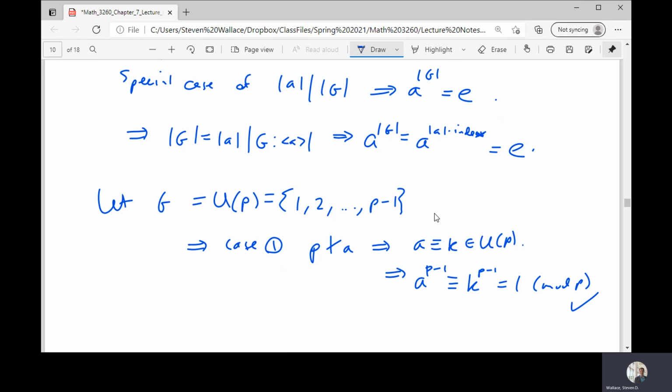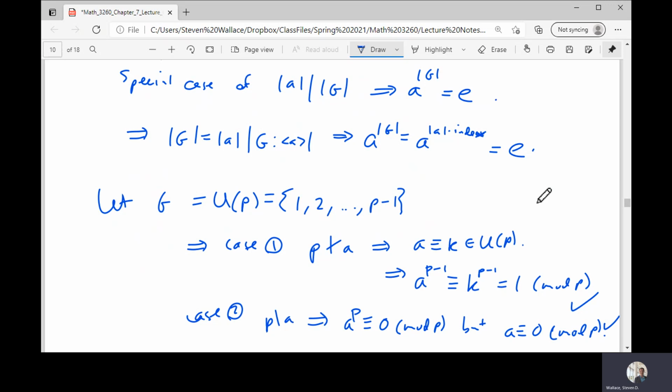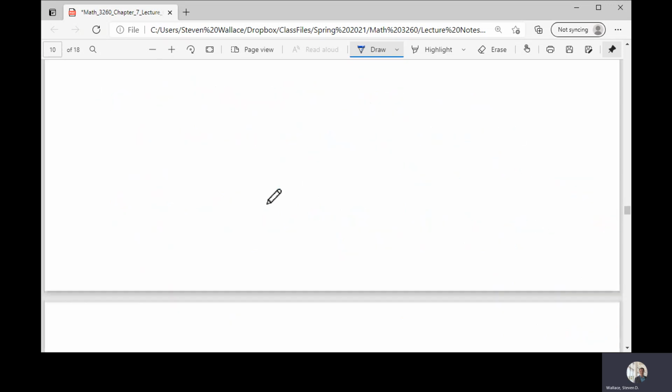All right, case 2, if P divides A, then that means that A to the P is congruent to 0 mod P, but A was already congruent to 0 mod P. So that still works. Okay.